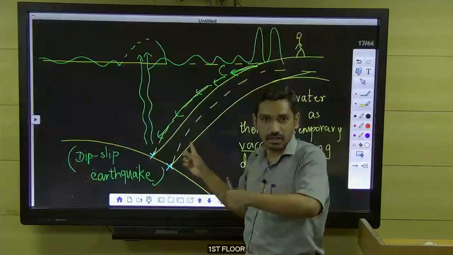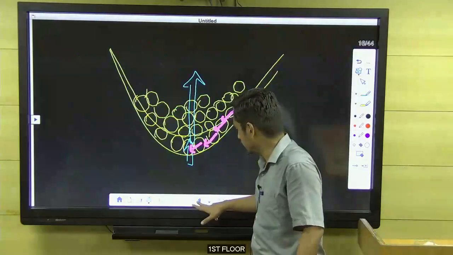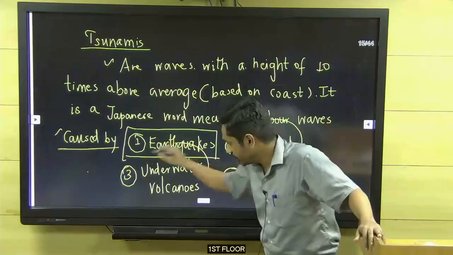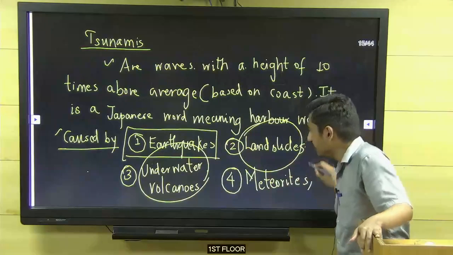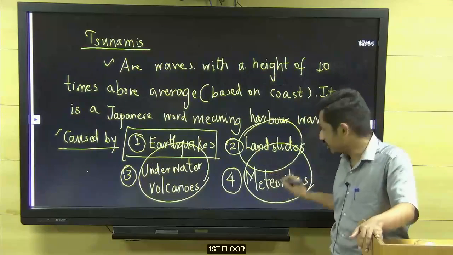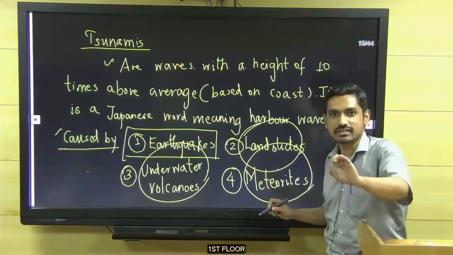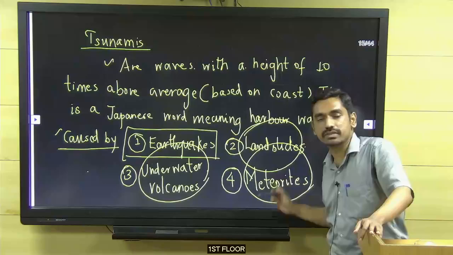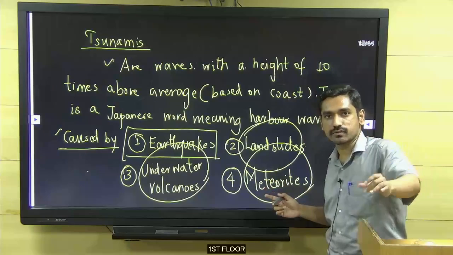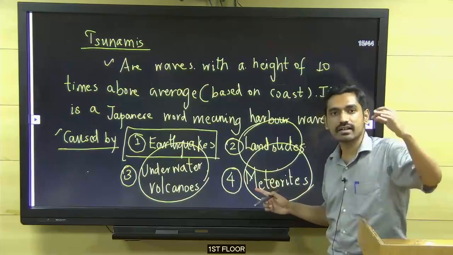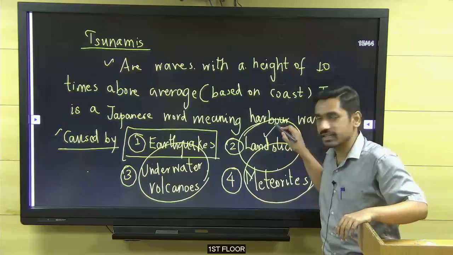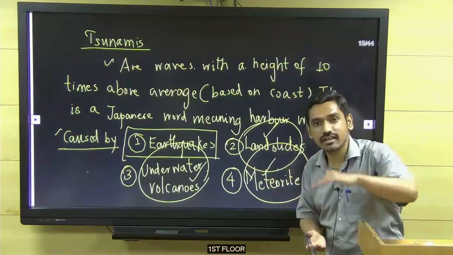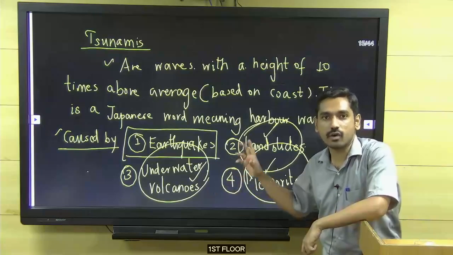Similar to earthquakes, there are landslides, underwater volcanoes, and meteorites. You know what meteorites are. We had a one-line introduction when we studied the interior of the Earth. Meteorites are cosmic objects which breach the Earth's atmosphere and reach the Earth's surface, in this case, the ocean surface. So if landslides, underwater volcanoes, or meteorites can vertically displace water, then they can cause tsunamis.